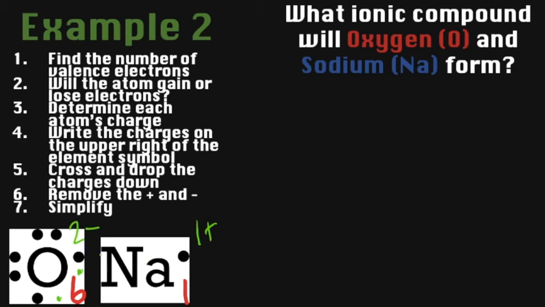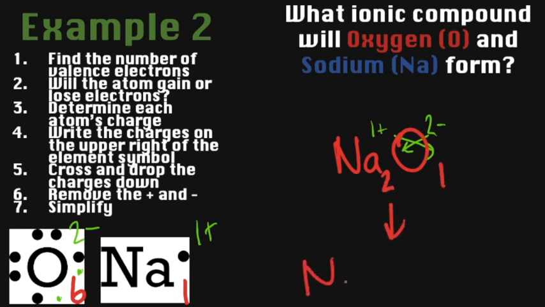All right? So now, at this point, we do our cross and drop. Okay? So I'm going to write Na. Oh, you'll notice I always write the metal first. But anyways, so Na has a +1 charge. Oxygen has a -2 charge. What I'm going to do is I'm going to cross and drop. So I'm going to bring the 2 down here, the 1 down here. We can rewrite that as Na2O.